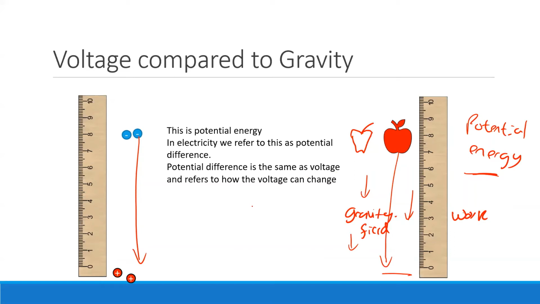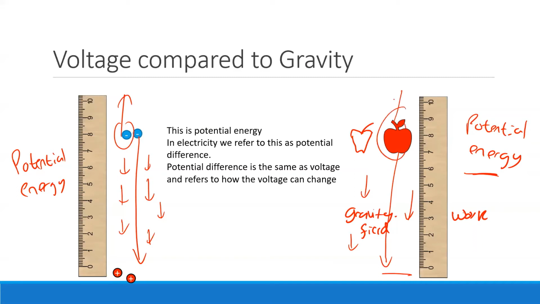If I look on the left, I've moved these electrons up against the electric field. These electrons want to go down. They want to go back to the positives. I've moved them away. So what I've done is I've given these electrons potential energy. These electrons have energy because they want to go back to the positive. That's why the electrons move. They want to go back to the positive. The further up I move these electrons, the more energy they will have.